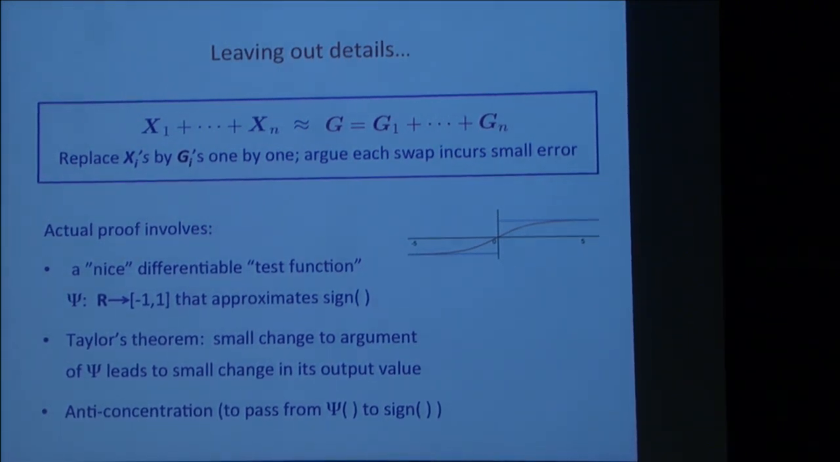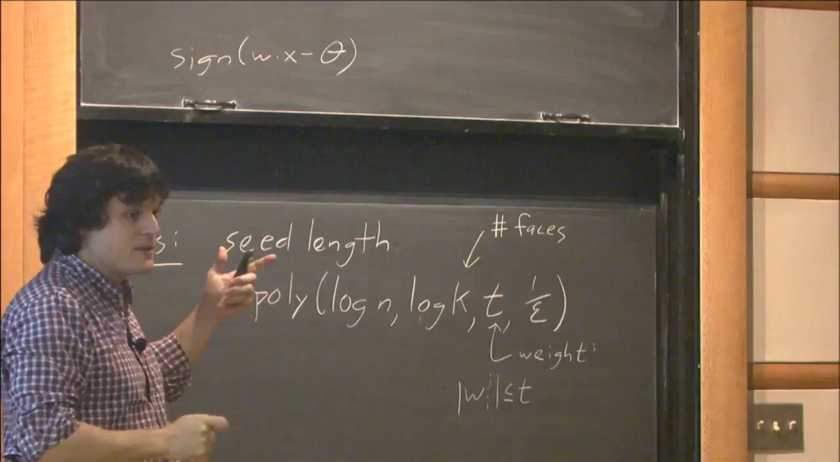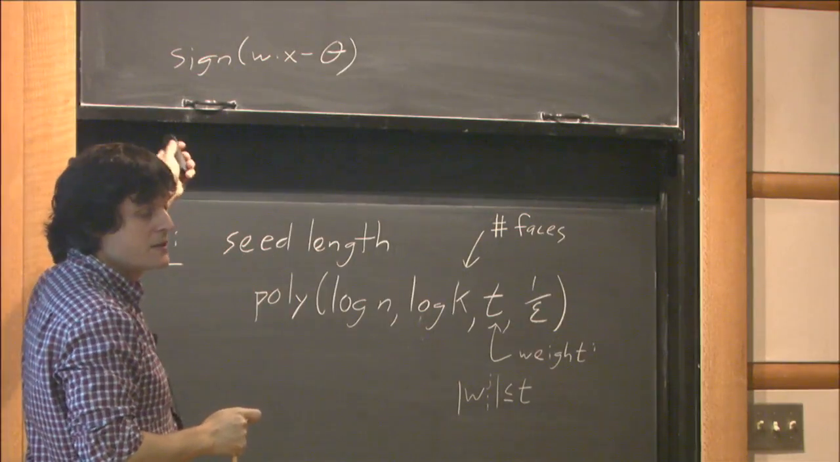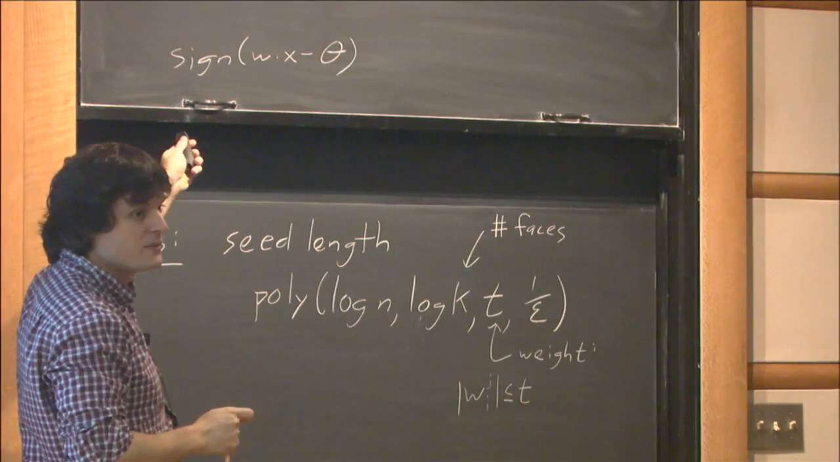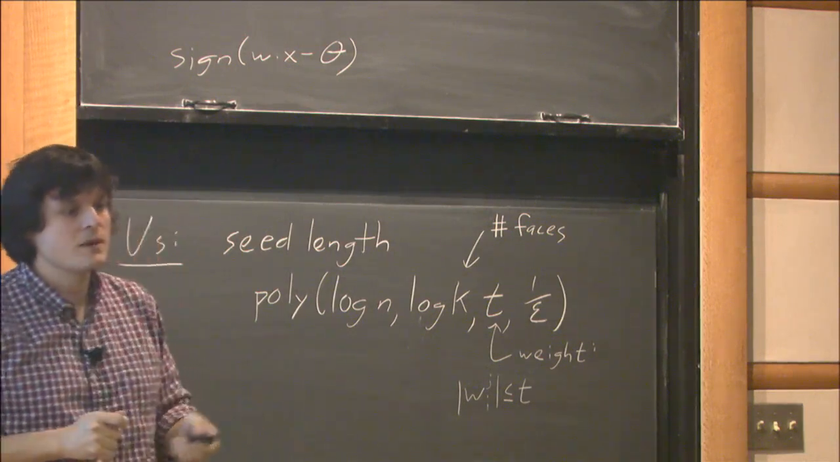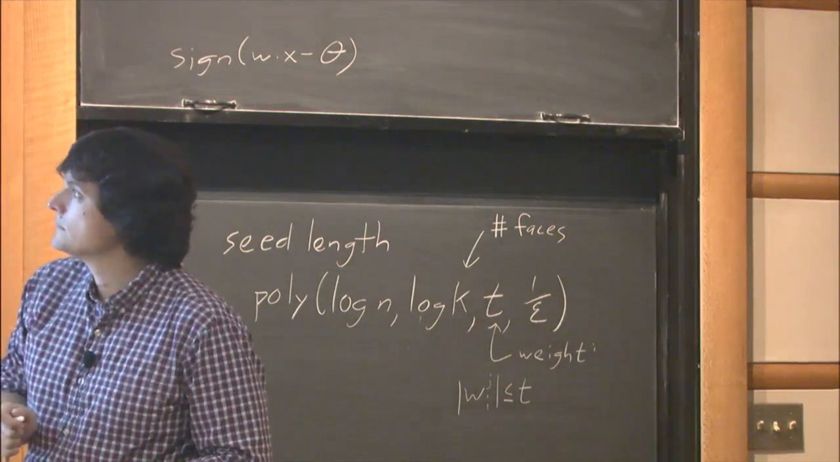You're saying the Berry-Esseen theorem is about the CDF, which corresponds to looking at the expectation of the sign of this thing. I see. Yeah, that's a good question. Okay.